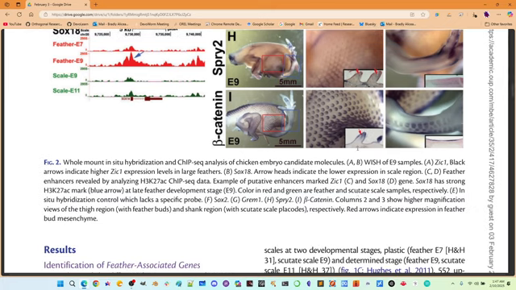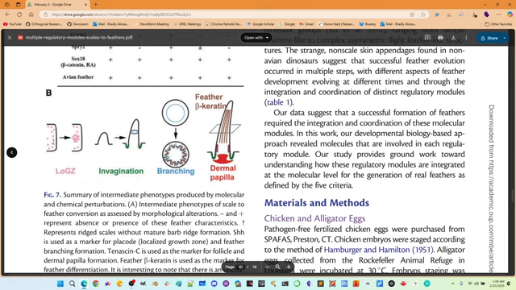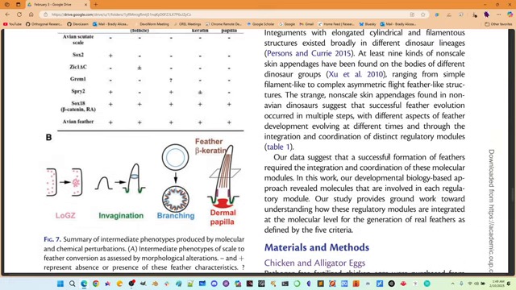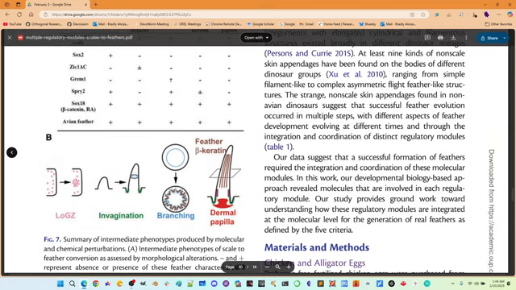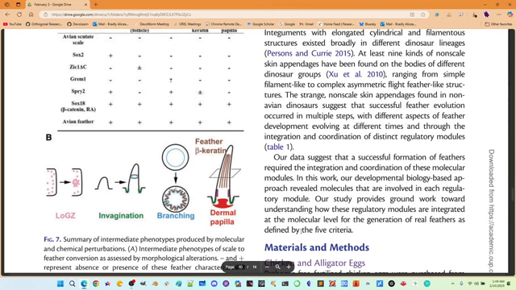So finally, what we end up with is the ability to form intermediate phenotypes from molecular and chemical perturbations. Their data suggests that a successful formation of feathers requires the integration and coordination of these molecular modules. In this work, our developmental biology-based approach revealed molecules that are involved in each regulatory module. Our studies provide groundwork towards an understanding of how these regulatory modules are integrated at the molecular level for the generation of real feathers as defined by the 5 criteria. And so the 5 criteria are these 5 steps that they mentioned in the abstract.